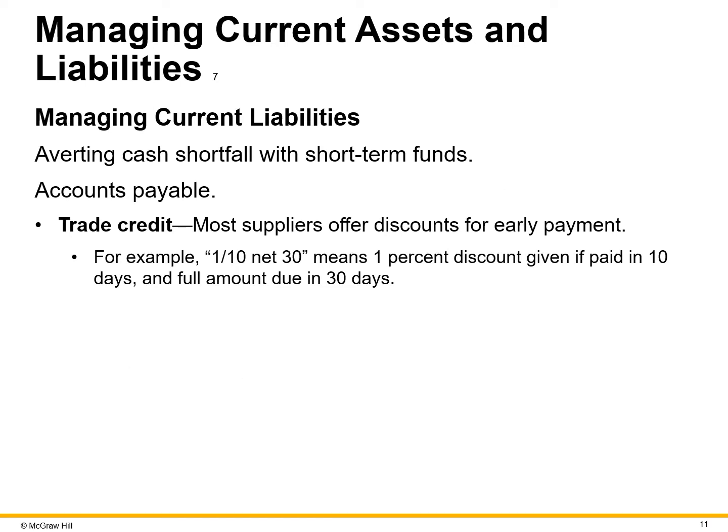Accounts payable is money an organization owes to suppliers for goods and services. Trade credit is the most widely used and important source of short-term financing. It's credit extended by suppliers for the purchase of their goods and services. Most suppliers offer trade discounts to businesses that pay their bills early. Failure to take such discounts can add up to substantial loss.